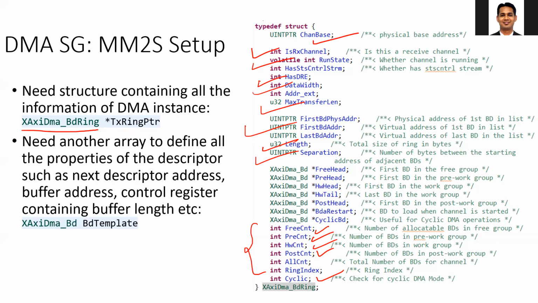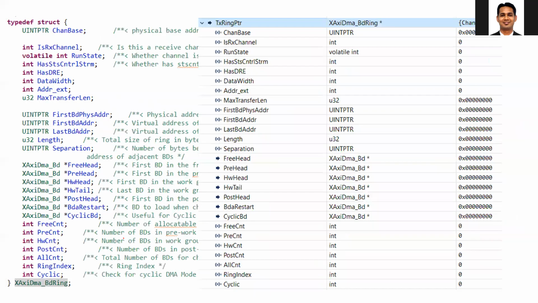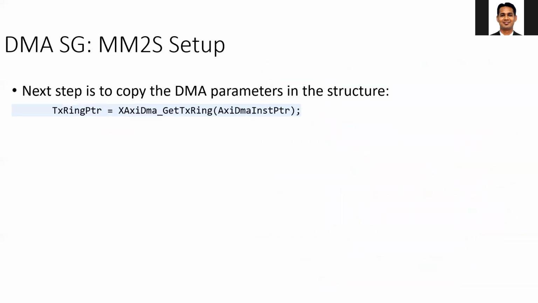So we will have another array for the buffer descriptor as well, to have the template for the buffer descriptor. If you see this one in the beginning, everything about this structure is initialized to 0 because there is no information. Then to get the DMA specific information, we can use the AXI DMA getRing function, and via this getRing function, we can get the DMA specific information inside that structure.